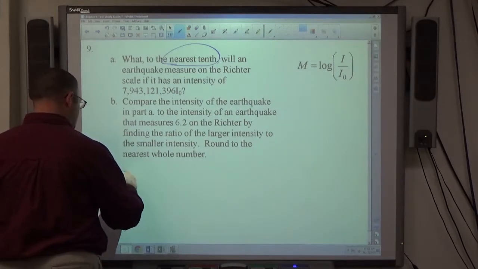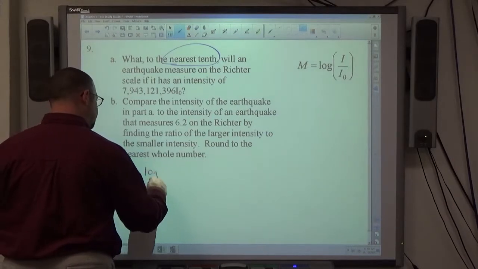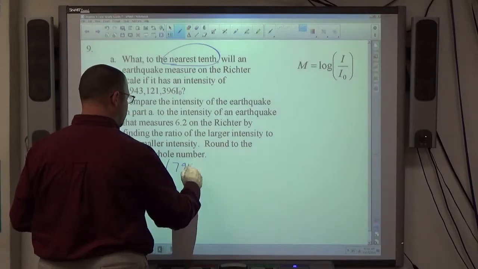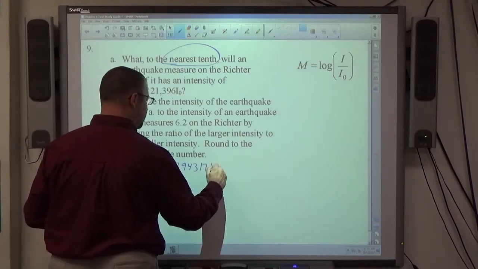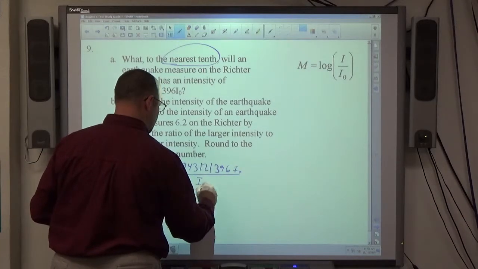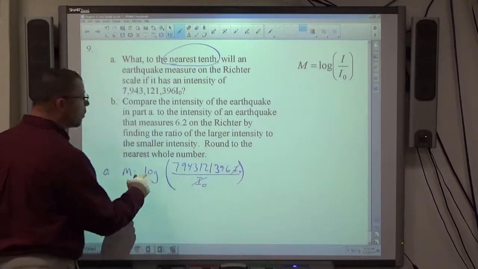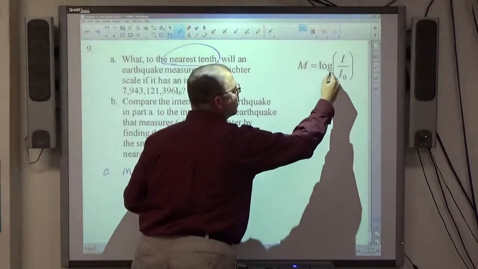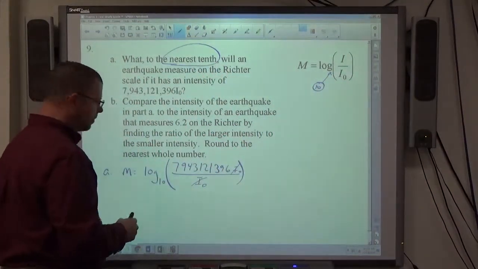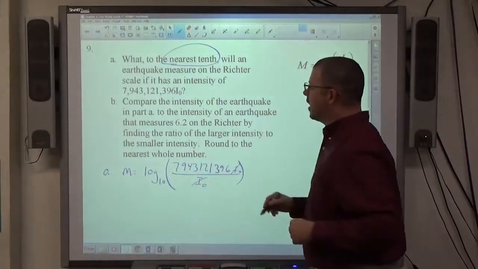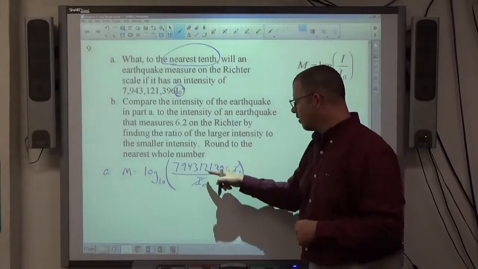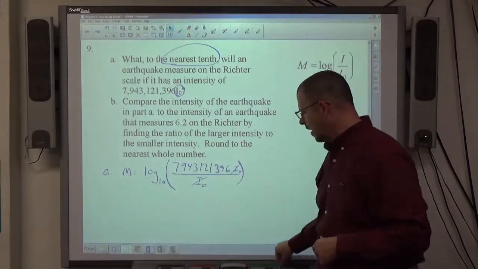So for part A, the magnitude is going to equal the log of 7,943,121,396 I sub 0 over I sub 0. Remember, log with no base, that's understood to be base 10. I'm going to put a base 10 there, it doesn't hurt. They always give you intensity with a little I sub 0 on it. That divides by the I sub 0 in there. So basically you just have to log that number to get the magnitude of the earthquake.